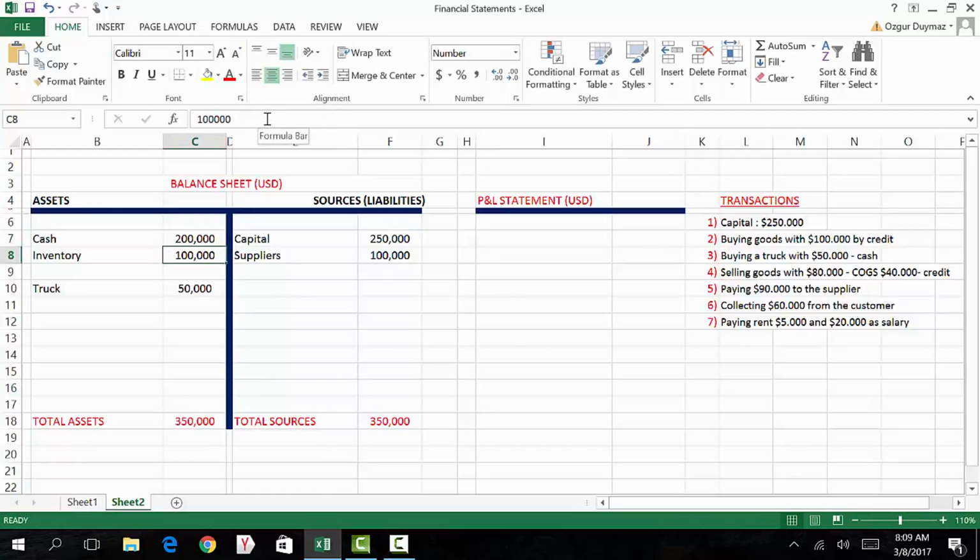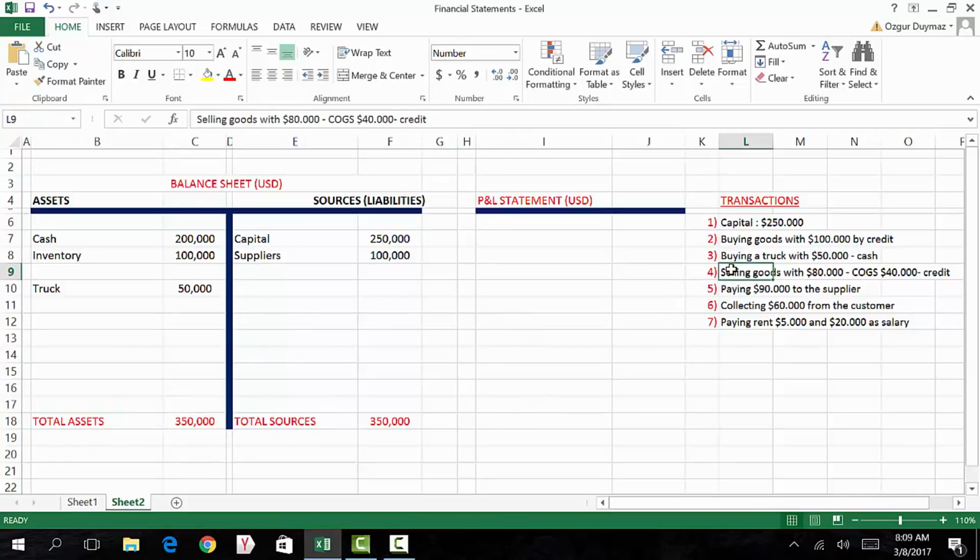Now we have $200,000 cash, $100,000 inventory, and $50,000 truck. Our total assets are $350,000, and our sources are capital $250,000 and supplier credit $100,000. The total source is the same as total assets. Okay, number 4.